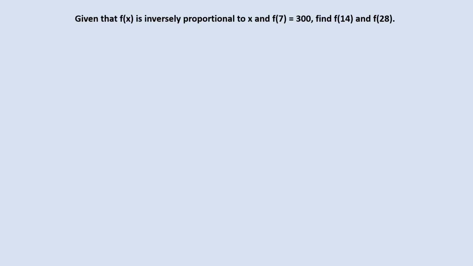We next have, given that f of x is inversely proportional to x and f of 7 is 300, we need to find f of 14 and f of 28. So because it's inversely proportional, we are going to use f of x equals k over x. This is always the equation you're going to use when something is inversely proportional. And we do have an ordered pair, 7, 300. So we are going to plug this into this equation over here, and we will have 300 equals k over 7. Once we multiply out, we will have k being 2100.